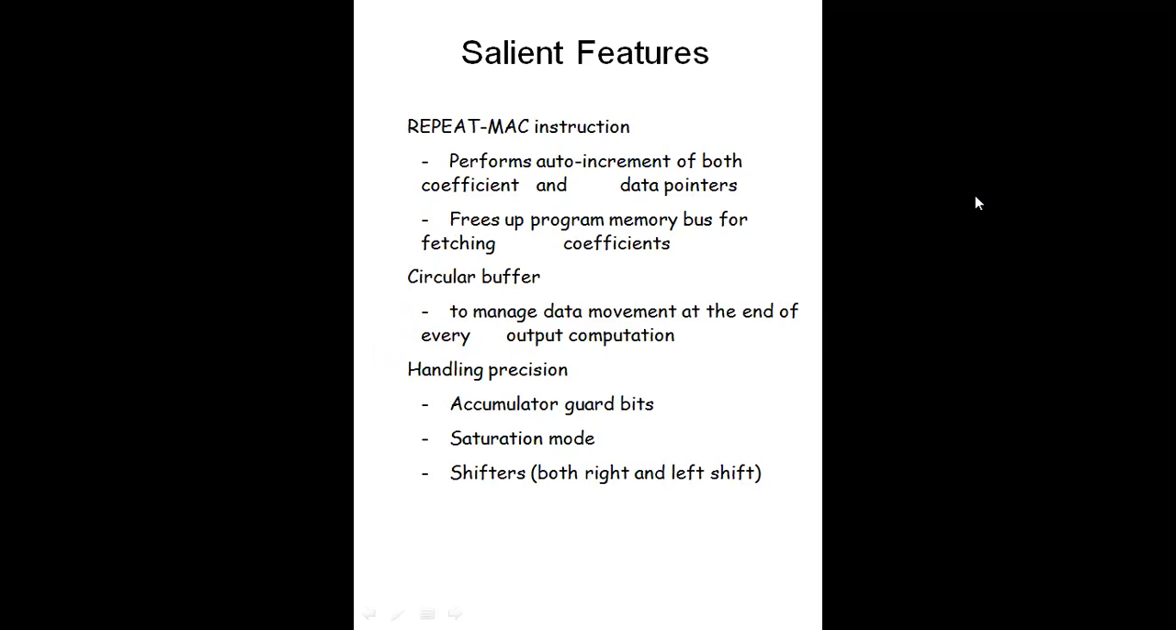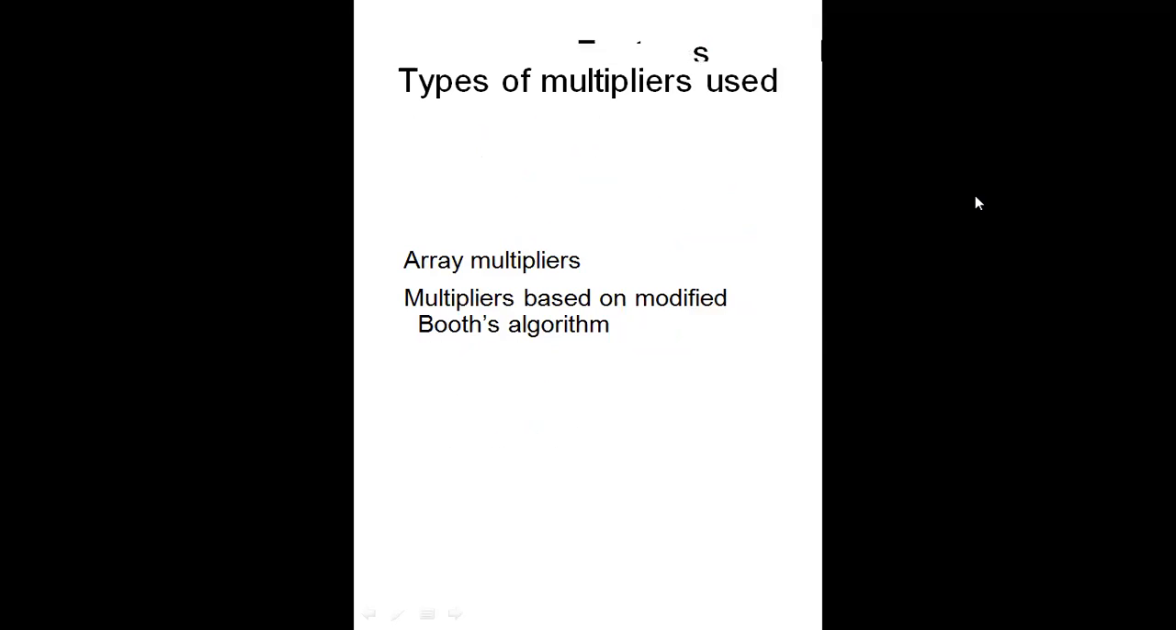So what are all the salient features present over here? We'll have the repeat multiply instruction which has to be performed, auto increment of both coefficient and data pointers, which frees up the program memory bus for fetching coefficients, and then we'll have a circular buffer in order to manage data movement at the end of every output computation. It will handle precision with accumulator guard bits and saturation modes, and we'll have shifters for both right and left shift. And then what are all the types of multipliers used over here? We'll have array multipliers and multipliers based on modified Booth's algorithm.